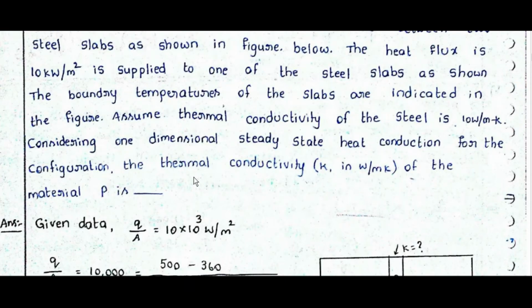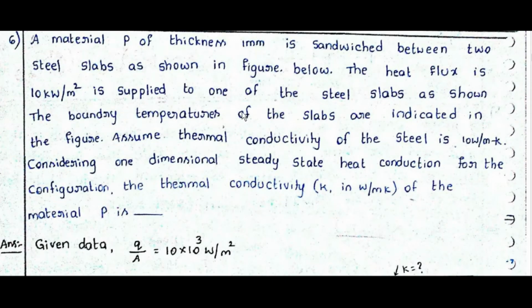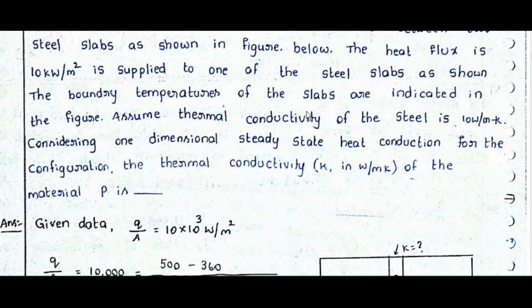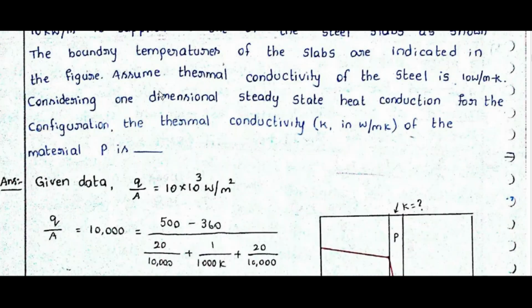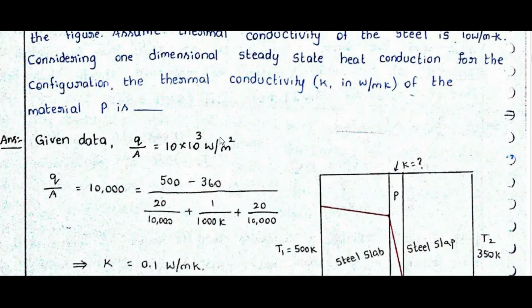Another question: a low thickness material sandwiched between two steel slabs. A heat flux of 10 kilowatt per meter square is supplied on one of the steel slabs. Boundary temperatures of the slabs are given, and assume a thermal conductivity. Okay, considering one-dimensional heat conduction for the configuration, find the thermal conductivity of the material.